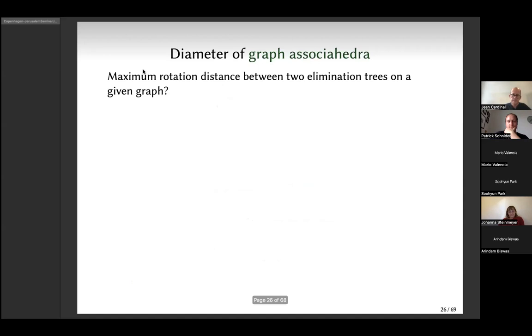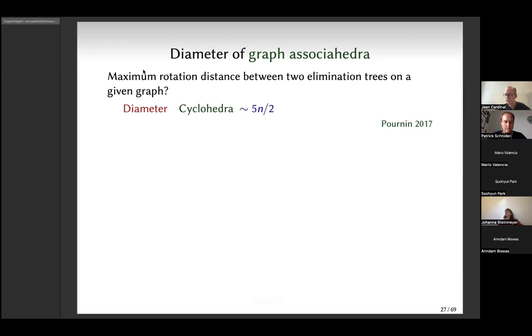Okay, so the question we looked at now, after all those definitions and preliminaries, is what is the maximum rotation distance between two elimination trees on a given graph, which is, let's try to find bounds on the diameter of graph associahedra, just like was done for regular associahedra. Now, of course, it's parameterized by a graph, and you have to either fix the graph or fix a family of graphs or fix a parameter of the graph in order to give interesting bounds, because otherwise you just know that in the worst case, this would be n squared like the permutohedra if the graph is complete, and it's not super interesting. So as a function of the graph or some structural parameter of the graph, what can we say about the diameter of its associahedron?